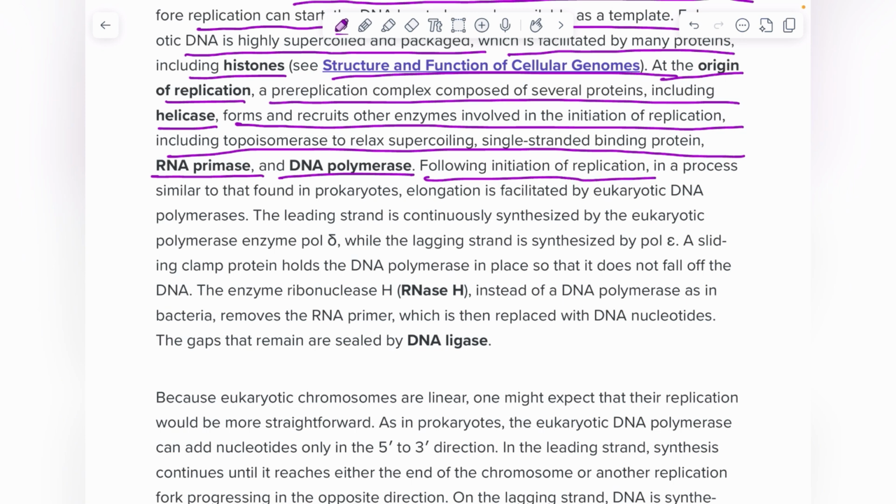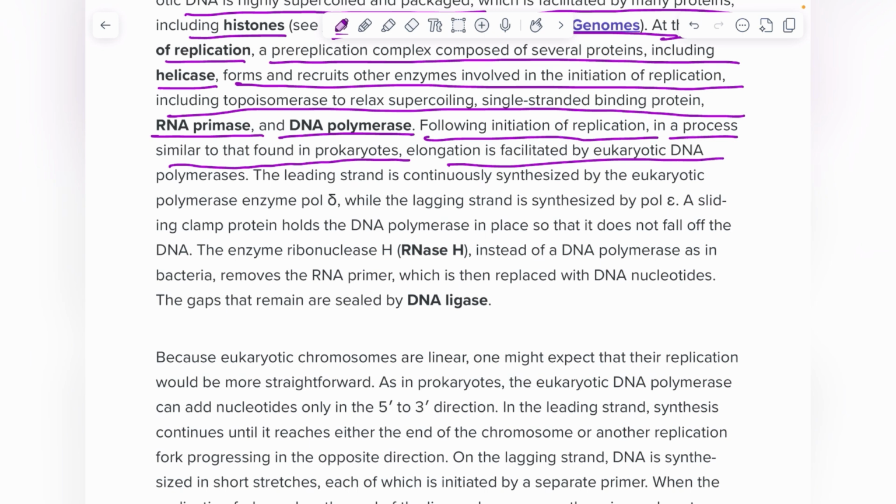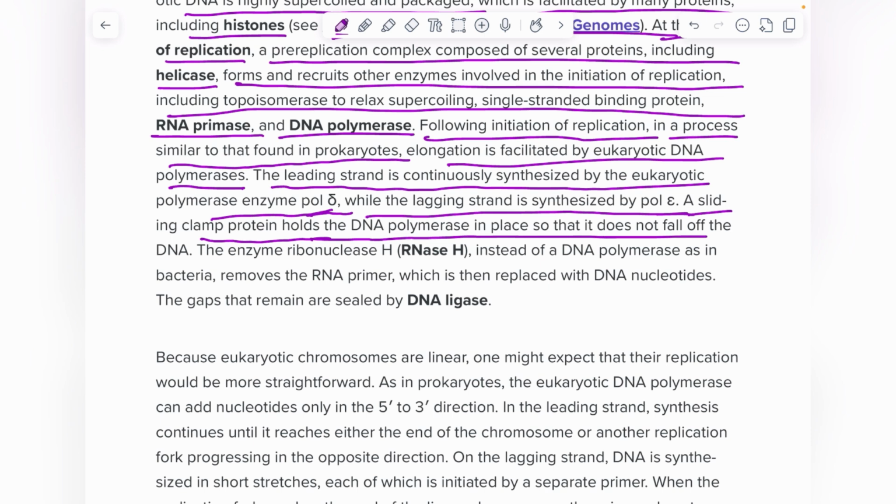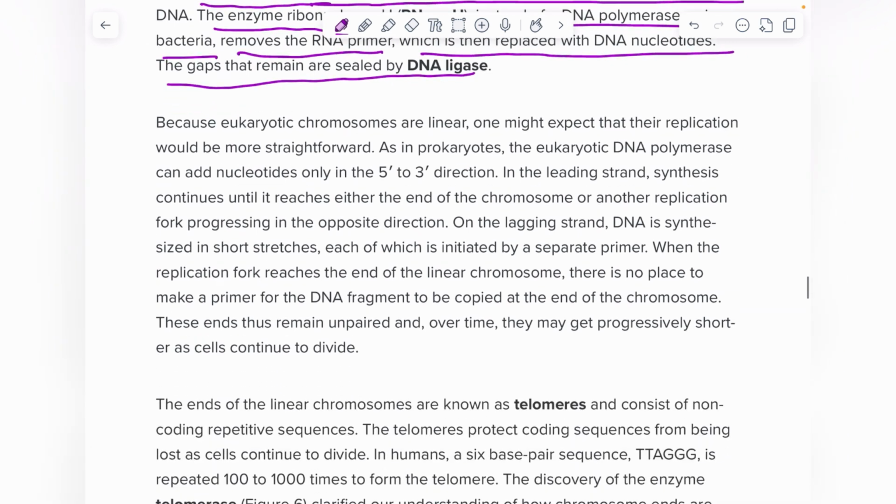Following initiation of replication, in a process similar to that found in prokaryotes, elongation is facilitated by eukaryotic DNA polymerase. The leading strand is continuously synthesized by the eukaryotic polymerase enzyme polymerase delta, while the lagging strand is synthesized by polymerase epsilon. A sliding clamp loader holds the DNA polymerase in place so that it does not fall off the DNA. The enzyme ribonuclease H, RNase H, instead of a DNA polymerase as in bacteria, removes the RNA primer, which is then replaced with DNA nucleotides. The gap that remains is filled by DNA ligase.